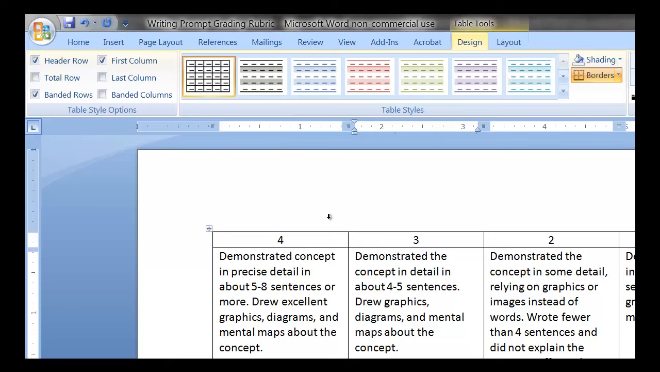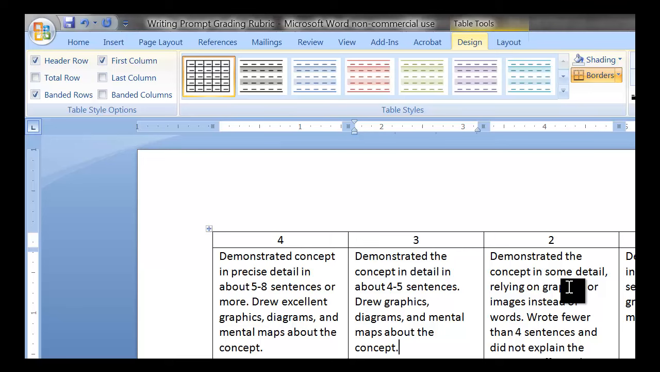To get a 4 on your responses, you need to demonstrate the concept in precise detail in about 5 to 8 sentences or more. You drew excellent graphics, diagrams, and mental maps about the concept. A 3 would be that you demonstrated the concept in detail, but you did it in fewer sentences, about 4 to 5 sentences. You did draw some graphics, some diagrams, and mental maps about the concept.